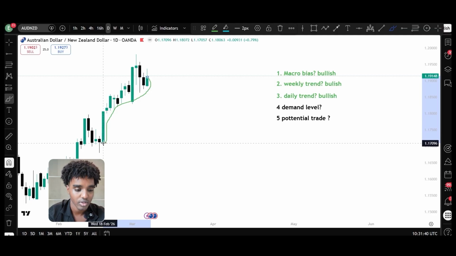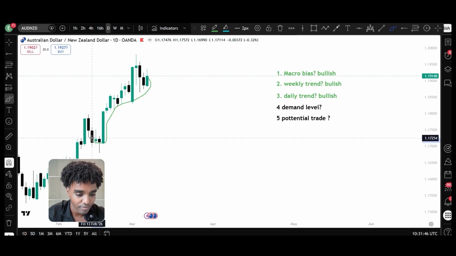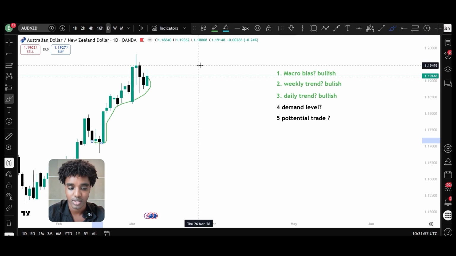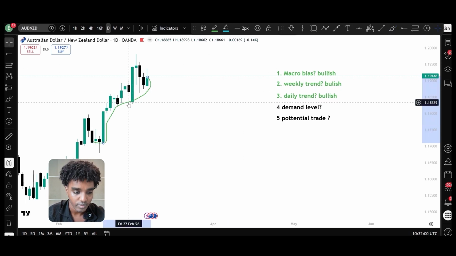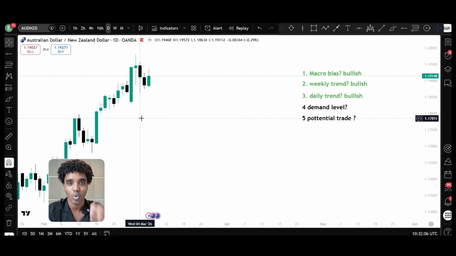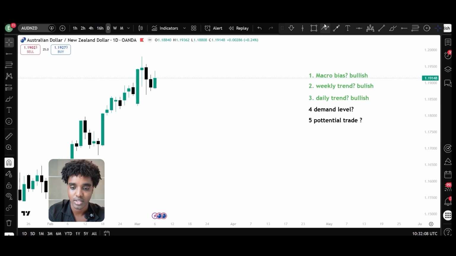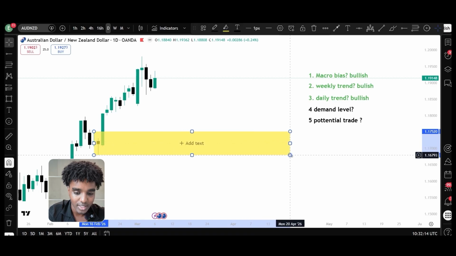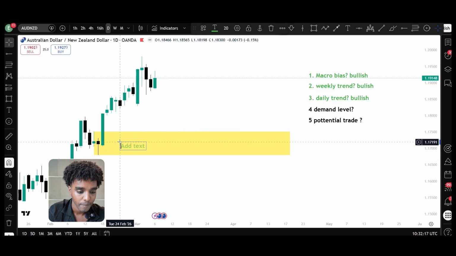Here we have an explosive leg out, followed by indecisive candles and a big explosive leg in candle, making this a drop with two basing candles and a rally. So I'm going to highlight this demand level as a potential long opportunity once price comes back into that demand level. So this is my daily demand level.